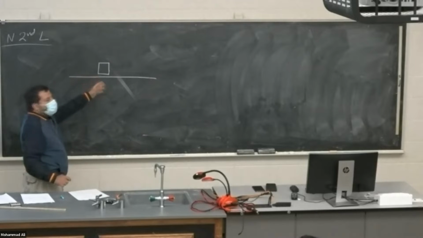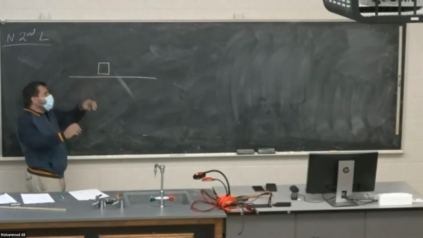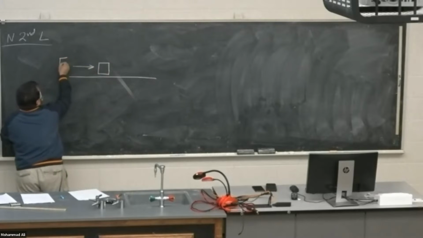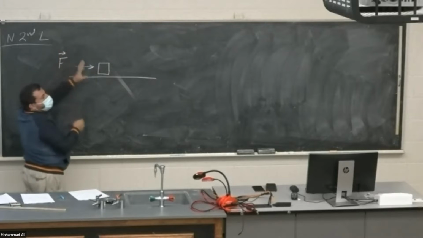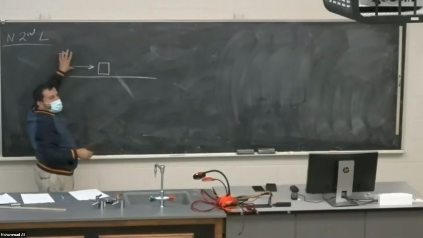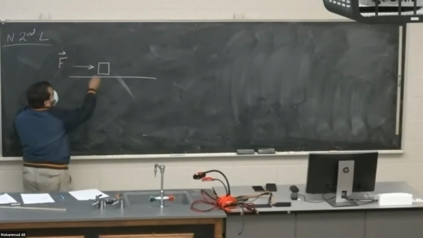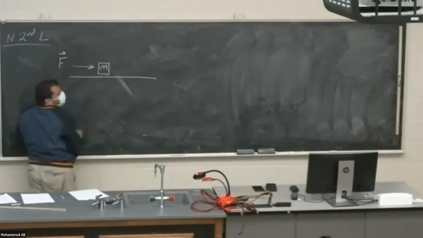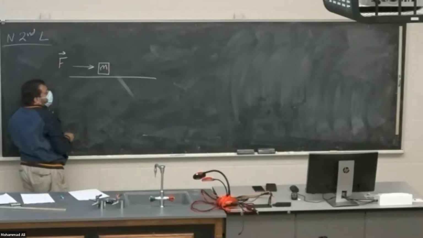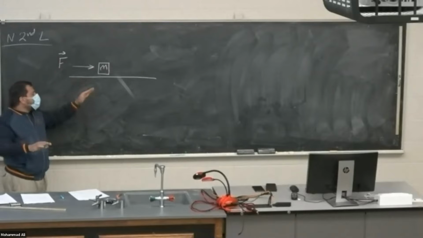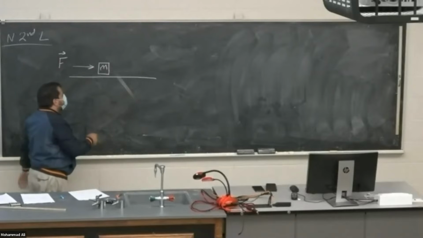We have a motion, our motion in just one dimension. And we have a force, which is an interaction between two objects. The actor of this force, maybe it is me. The object has a mass m. And we don't have any friction force, so this object will start moving.